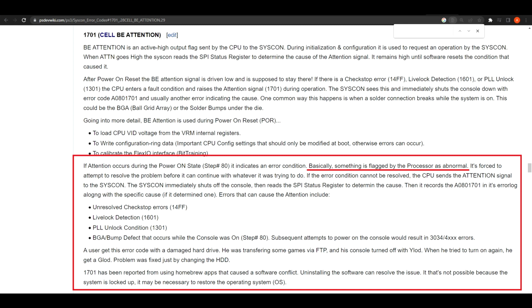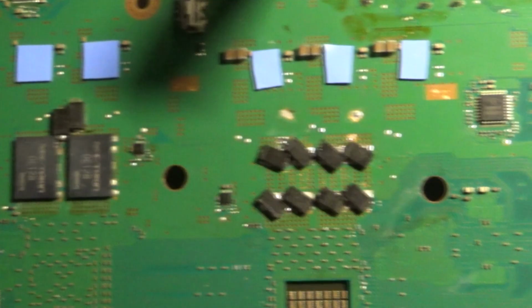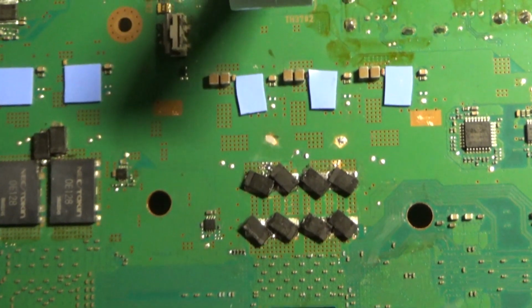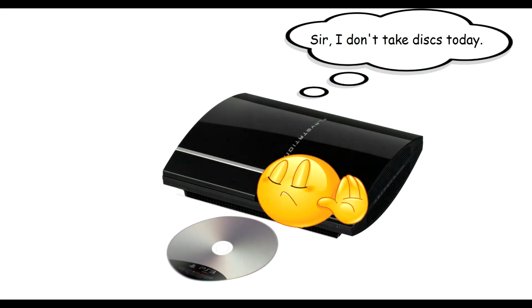However, I also noticed a lot of the 1001 errors, which can be partly attributed to either power loss or a problem with the cell power circuit, such as bad capacitors. So my first thought was to replace the capacitors, and sadly that had no effect. So I continued to test the system and finally noticed another problem. The Blu-ray drive suddenly started having difficulties taking the discs. It also wouldn't always eject them.